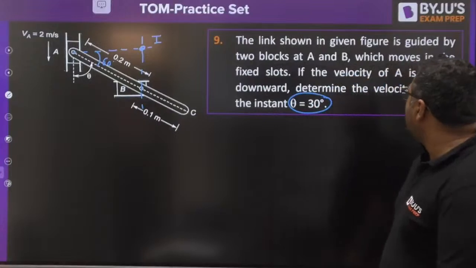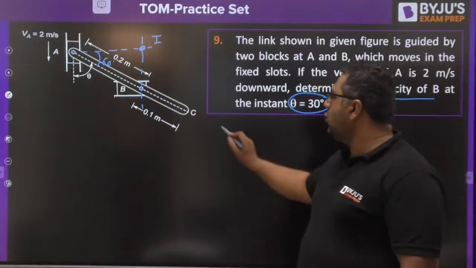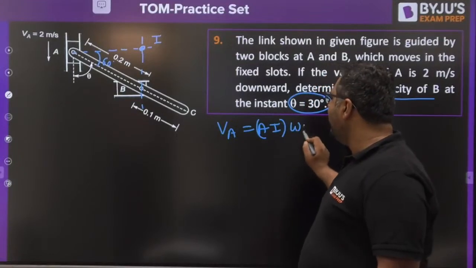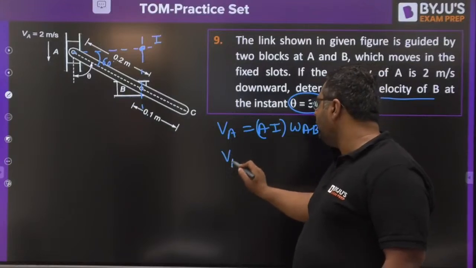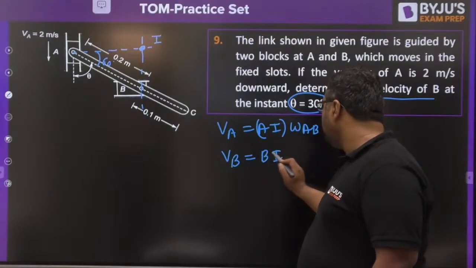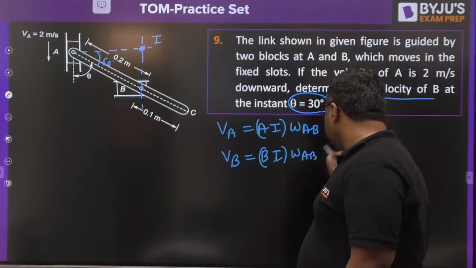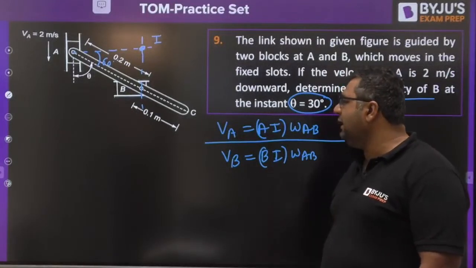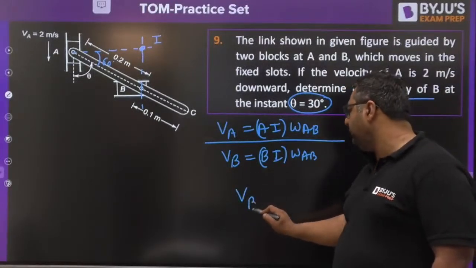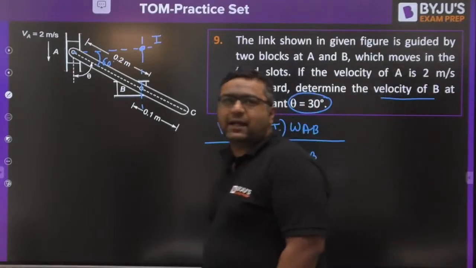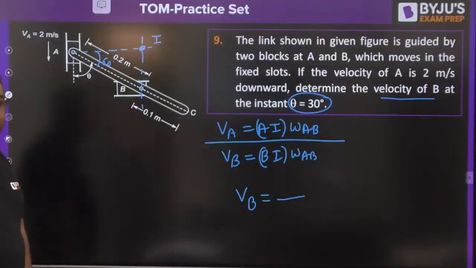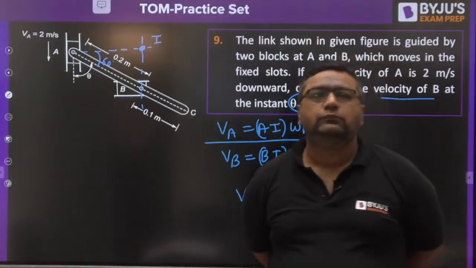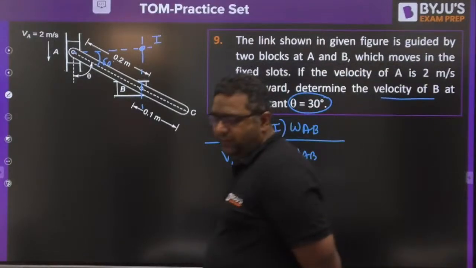So now you need to find out the velocity of B. You know velocity of A can be written as AI into omega AB. Velocity of B can be written as BI into omega AB. Just divide them. AI and BI are given to us. You will be very easily getting, my dear, the velocity of B. Solve it and get the answer. It is a wonderful question, guys.